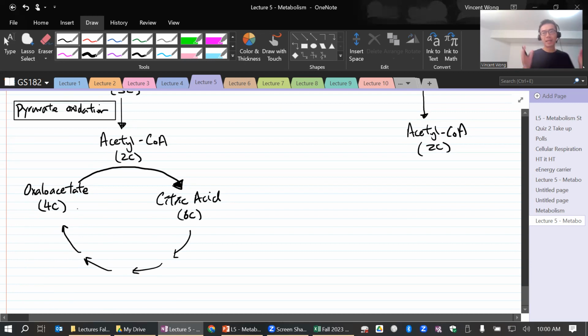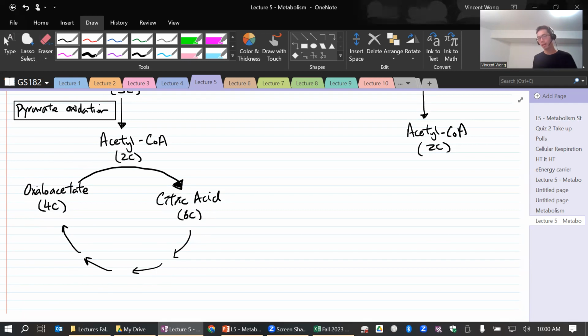Okay, but it's a cycle, so at the end you will regenerate the oxaloacetate. Okay, and then you will be able to combine with another acetyl-CoA. Now try to stay with me. The 4 plus the 2 gives you the 6. And then how do you think the 6 carbon will get back to 4 carbon? Where did the missing carbon go? Yeah, it loses 2 carbon, but where does it go? What molecule does it become?